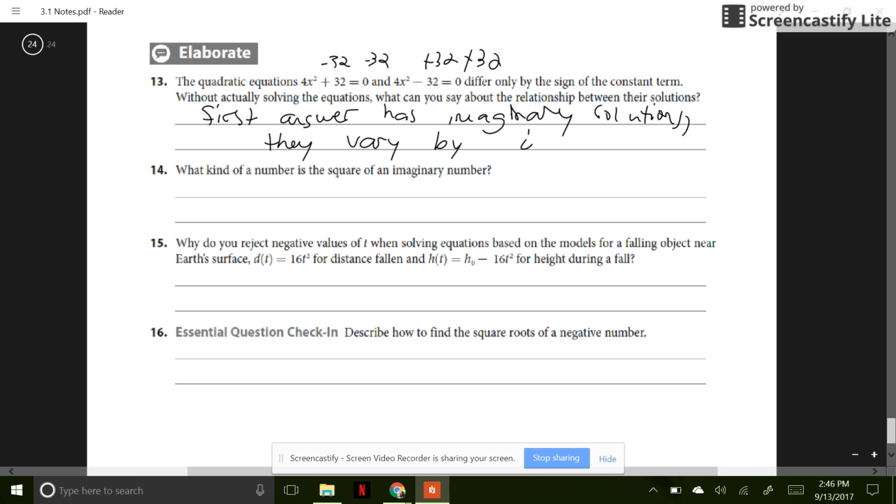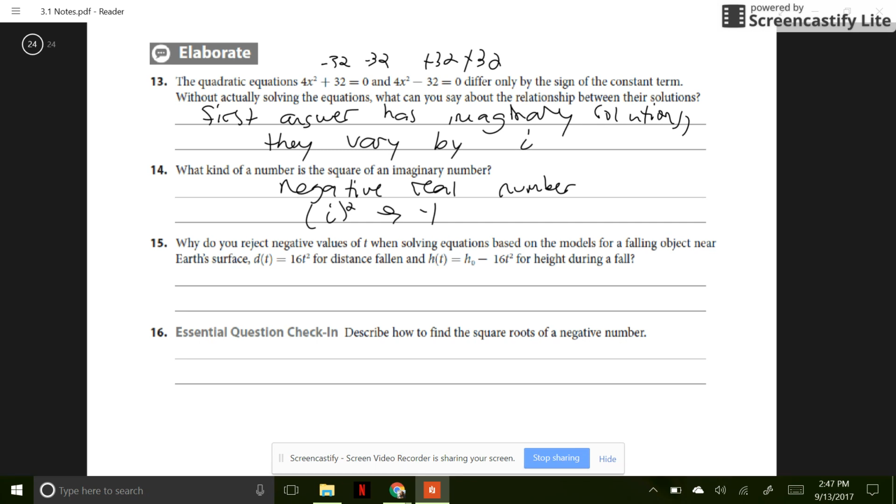So what kind of a number is the square of an imaginary number? It's a negative real number. The number i, when we square it, comes out to negative 1. So anytime we take the square of an imaginary number, it's going to become a negative real number.